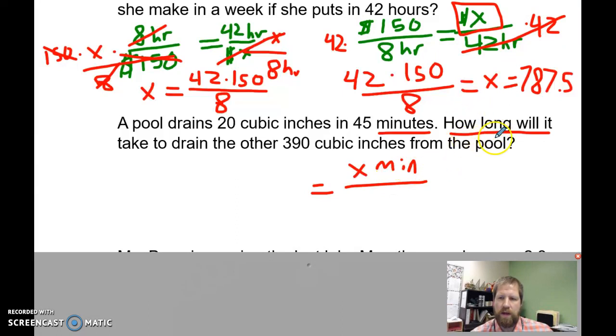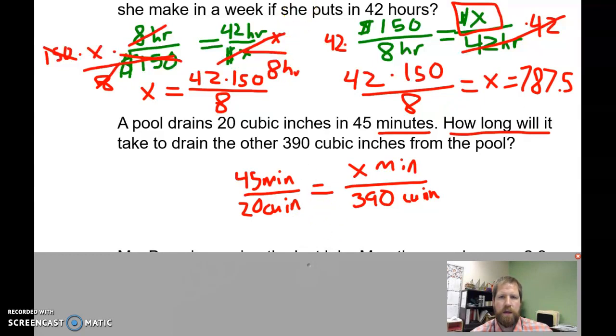I don't know how long it's going to take to drain 390 cubic inches, so that's what I have underneath my ratio here, and I'll just put cubic inches. Then on my other side, make sure that your units stay on the same level: 45 minutes, and 20 cubic inches.